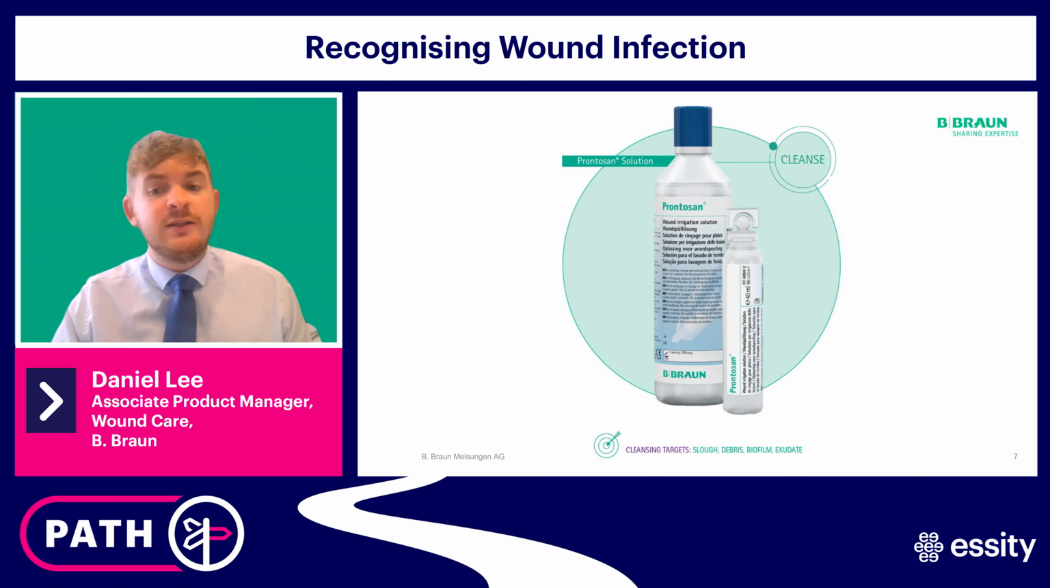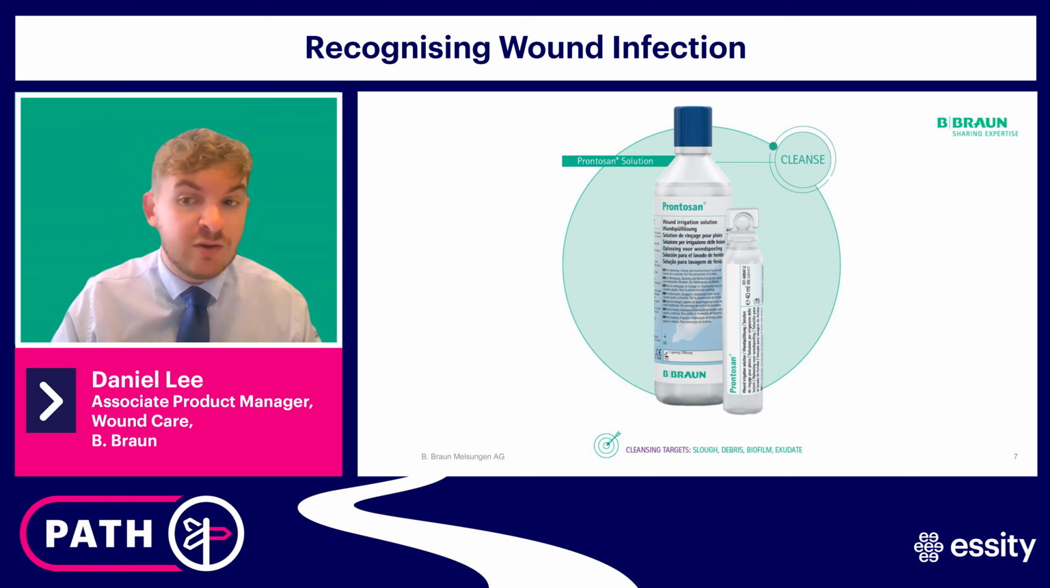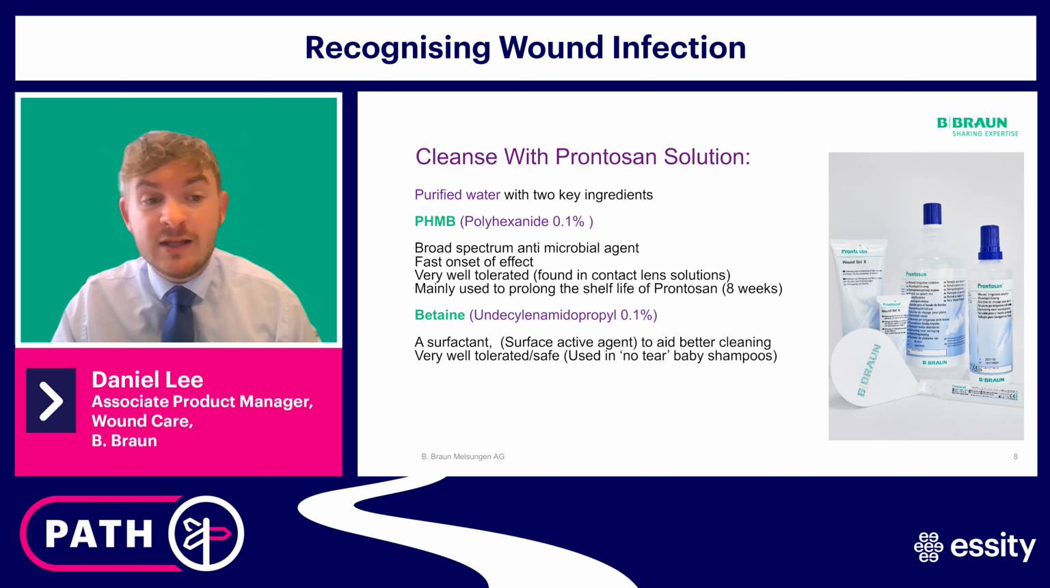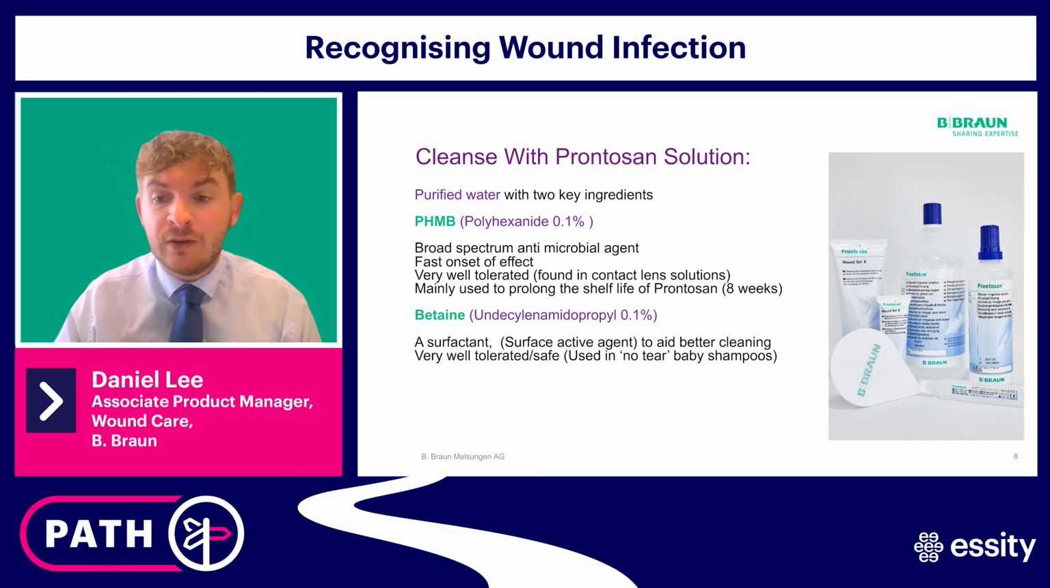So what makes Prontosan solution effective at removing biofilm and managing infection? Other than purified water, there's 2 really key ingredients in Prontosan. The first being PHMB, which is a broad spectrum antimicrobial that has really fast onset effects at killing bacteria, but also has a balanced efficacy and tolerability rate. It also means that you can continue to use the same bottle of Prontosan solution for up to 8 weeks.